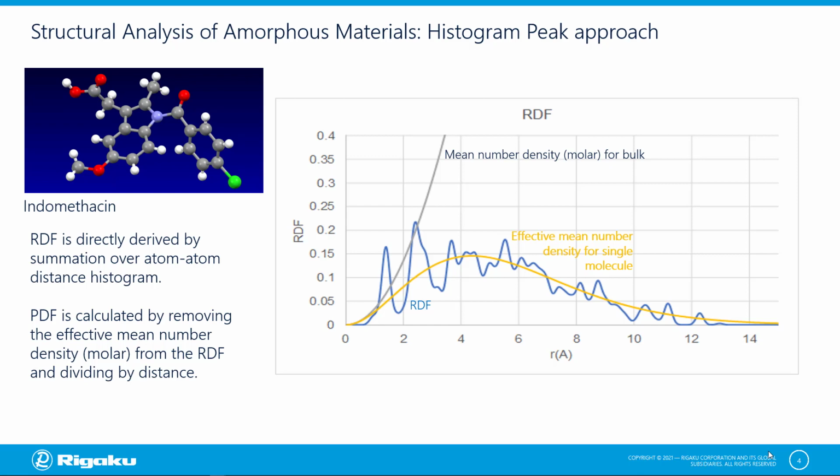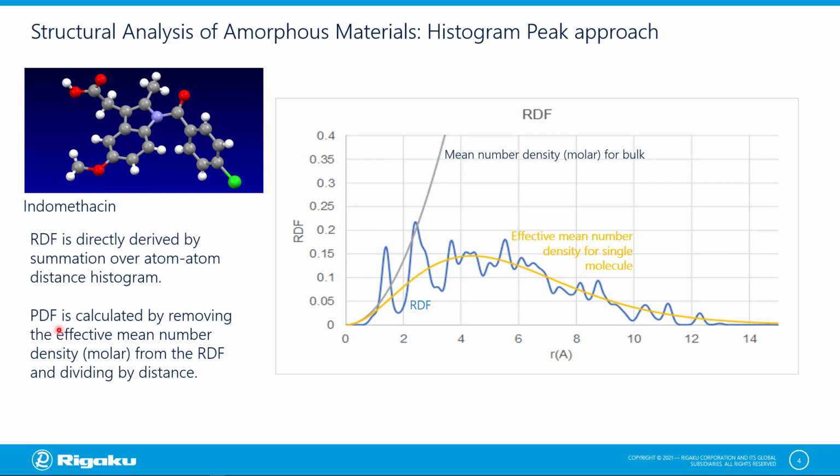To illustrate how the histogram methodology actually works, I've given you this example here for indomethacin. On the top left-hand side, we have the molecular model of indomethacin. This is taken directly from the Cambridge database. And the RDF is directly derived by a summation over all the atom-atom distances, or the atom pair distances, within the histogram itself. And on the plot on the right-hand side here, this blue line is simply the radial distribution function derived by summing over all the atom-atom distances in this molecular model itself.